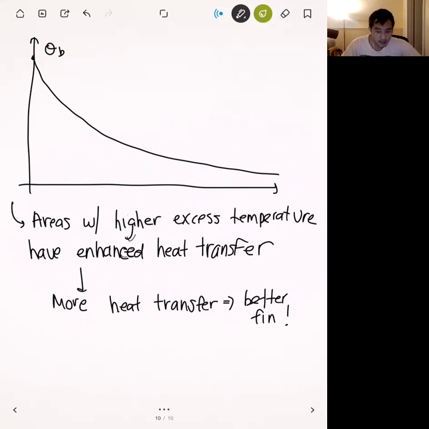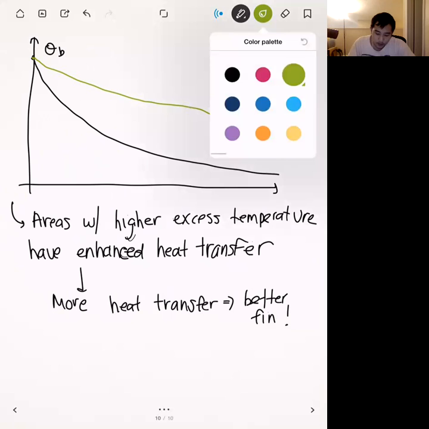Right. And so taking that into account, in order for our fin to be effective, we want the temperature distribution in the fin to basically decay slowly, right? And so something like this would be more desirable, right? And so say that we had a decay that looks like that. And so the decay doesn't happen quickly, right? And so you can see here from that green curve that the excess temperature stays high, right, compared to the black one. And so this would be a much more effective fin because what you have here is enhanced heat transfer all throughout the fin, okay?